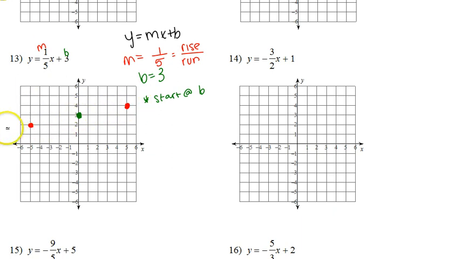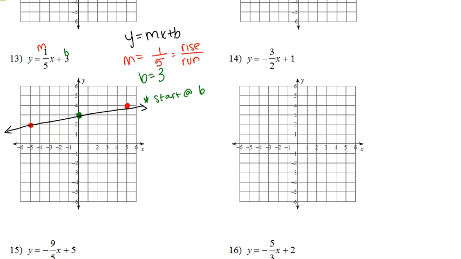And once we have a few points plotted, we can then draw our graph. Hopefully yours is a little better connecting the dots than mine was. But that's how you graph the equation of a line. You start with b, plot the point at b, and then use your slope, the rise over run, to figure out a couple more points, and then plot the line.